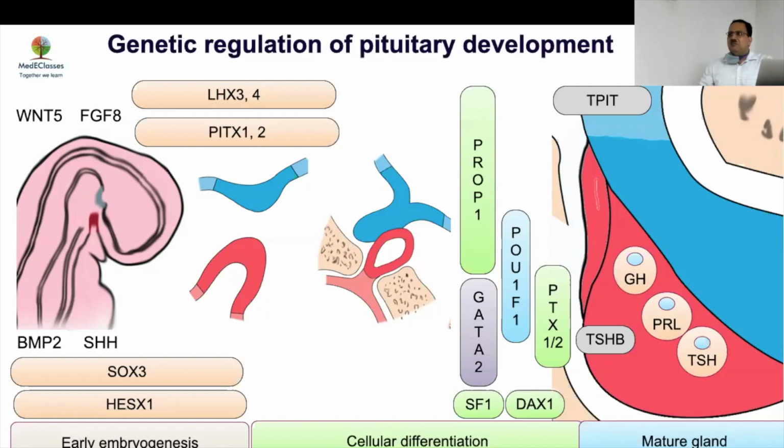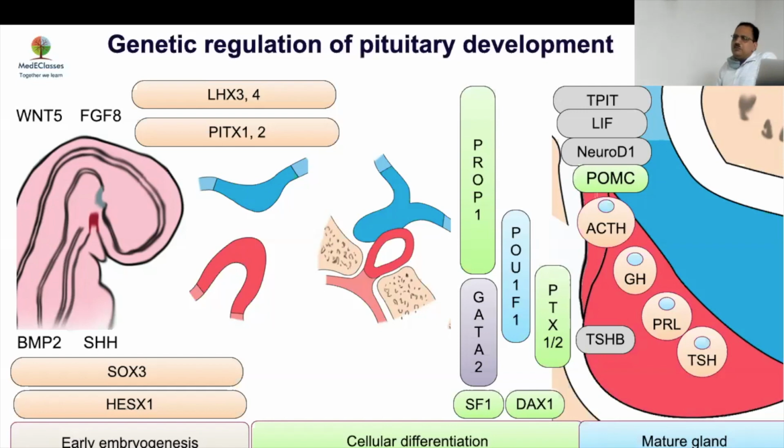That's a big message which will happen. And TPIT is the one which regulates, basically via NeuroD1, the POMC, and POMC we know is the pro-opiomelanocortin, which regulates the overall growth of MSH, endorphin, and ACTH. And here you develop the ACTH producing cells which are there.